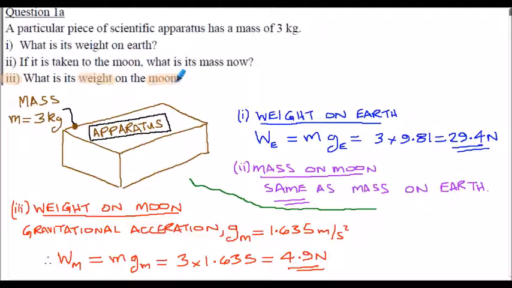And question 1, part 3, we're asked to find the weight of the apparatus on the moon. Well, we know the gravitational acceleration on the moon is 1.635 meters per second squared from our previous slide. So the weight on the moon, again, is the mass times the gravitational acceleration on the moon. So 3 kilograms multiplied by the 1.635 meters per second squared, so 4.9 newtons on the moon. In other words, a sixth of the weight on Earth.